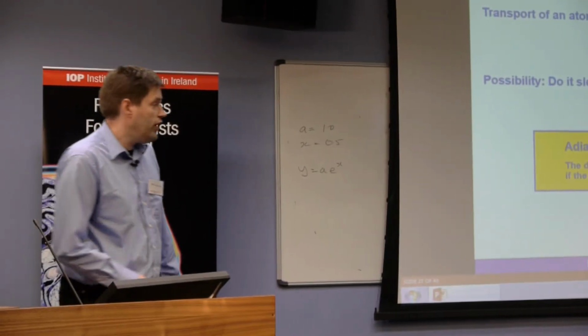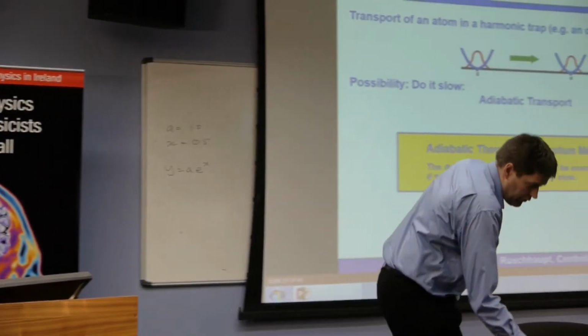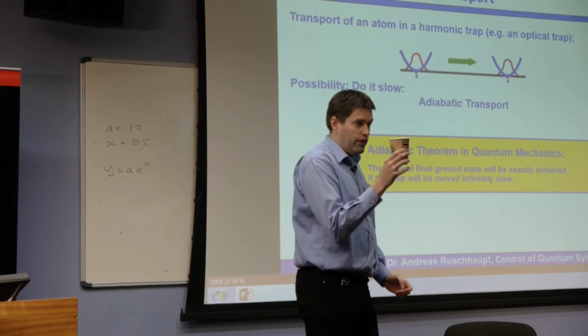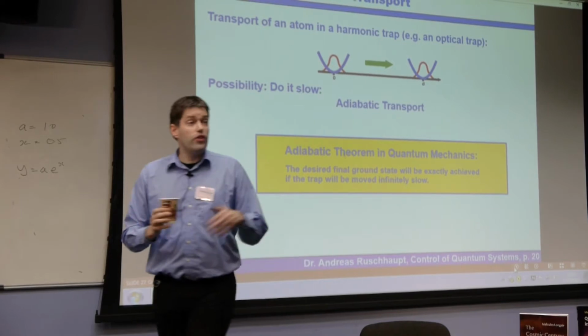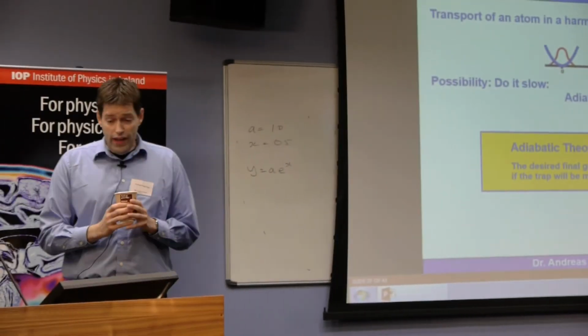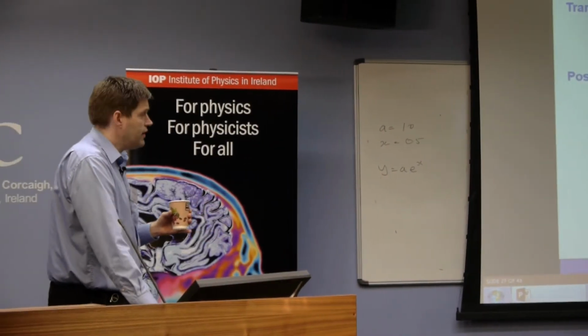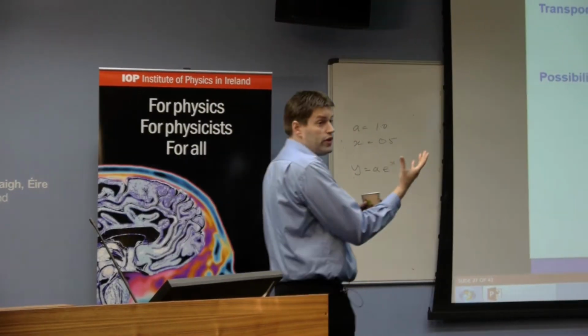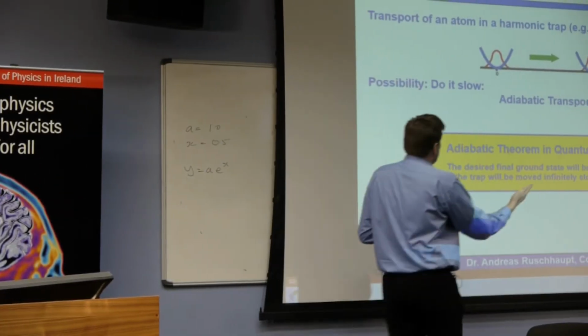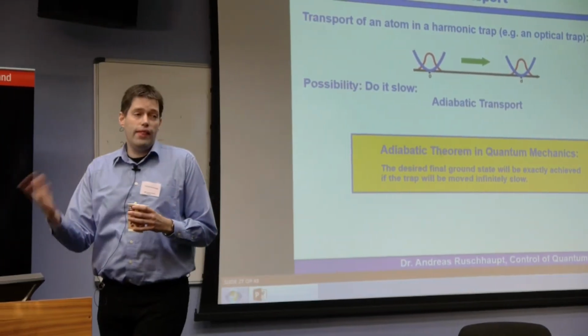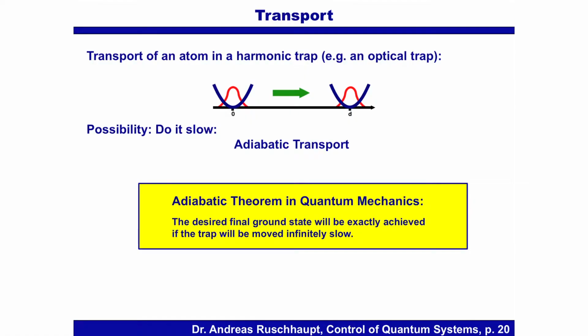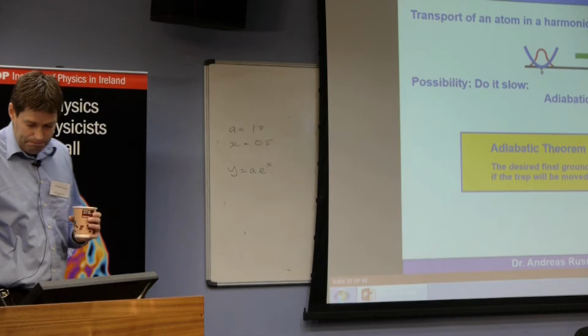And one way to do it, well, you know how to do it with a glass of water. I just start here. I move it very slowly from here to there. If I do this very slowly, everything is fine. And the same works in quantum mechanics. So if you move the trap, now with your quantum particle in it, very slowly from here to here, this is also called adiabatic transport. Then there's a theorem in quantum mechanics, this adiabatic theorem, which tells you if you do this infinitely slowly, everything is wonderful. It works perfectly.